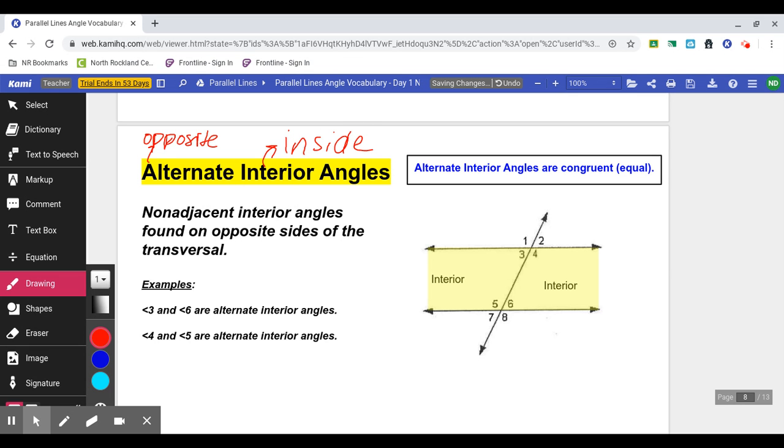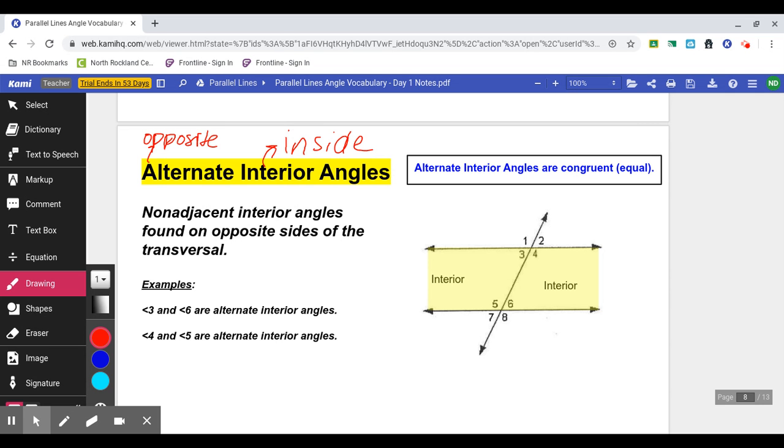So if we're looking at 2 parallel lines that are cut by a transversal, like in this diagram here, your alternate interior angles are your non-adjacent interior angles found on opposite sides of the transversal. So I labeled for you where the interior is in this diagram. When you hear the word interior, think inside. The interior is in the inside of those 2 parallel lines. Okay, so the angles that are considered interior angles are 3, 4, 5, and 6. Again, because they are inside those 2 parallel lines.